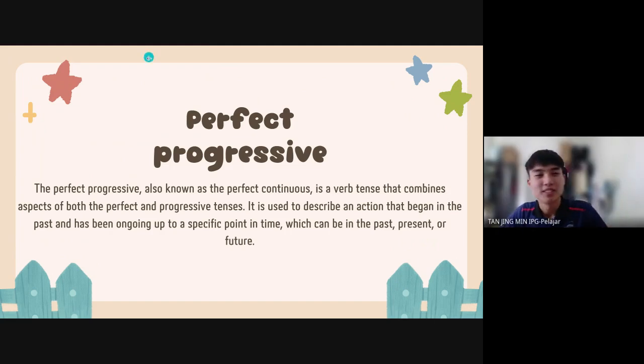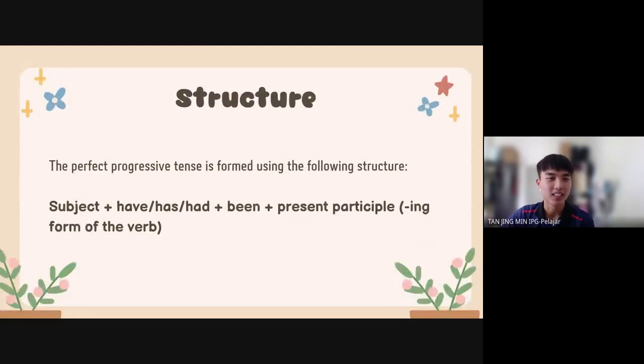Okay, so the last one is the perfect progressive tense. So the perfect progressive, also known as the perfect continuous, is a verb tense that combines an aspect of both the perfect and progressive tenses. It is used to describe an action that began in the past and has been ongoing up to a specific point in time, which can be in the past, present or future. Okay, so let's take a look at the structure. So the perfect progressive tense is formed using the following structure. So subject plus have or has or had plus been plus present participle, which is the ing form of the verb.